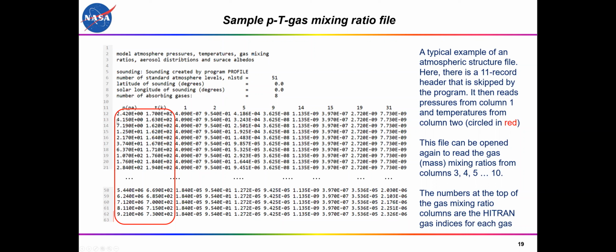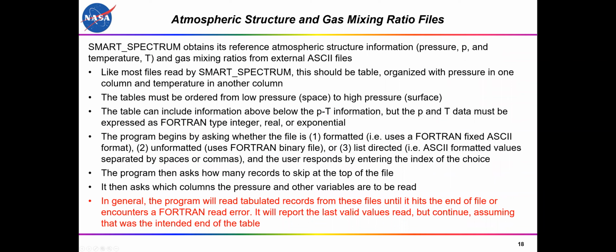So this is a Venus case. I started about 2 pascals at the top of my atmosphere. I go down to 92 bars, which is 9.2 times 10 to the 6 pascals at the bottom. Notice the surface temperature down here is 730. I start out with an atmospheric temperature of around 170 at the top. That's just an example of an atmospheric structure file.